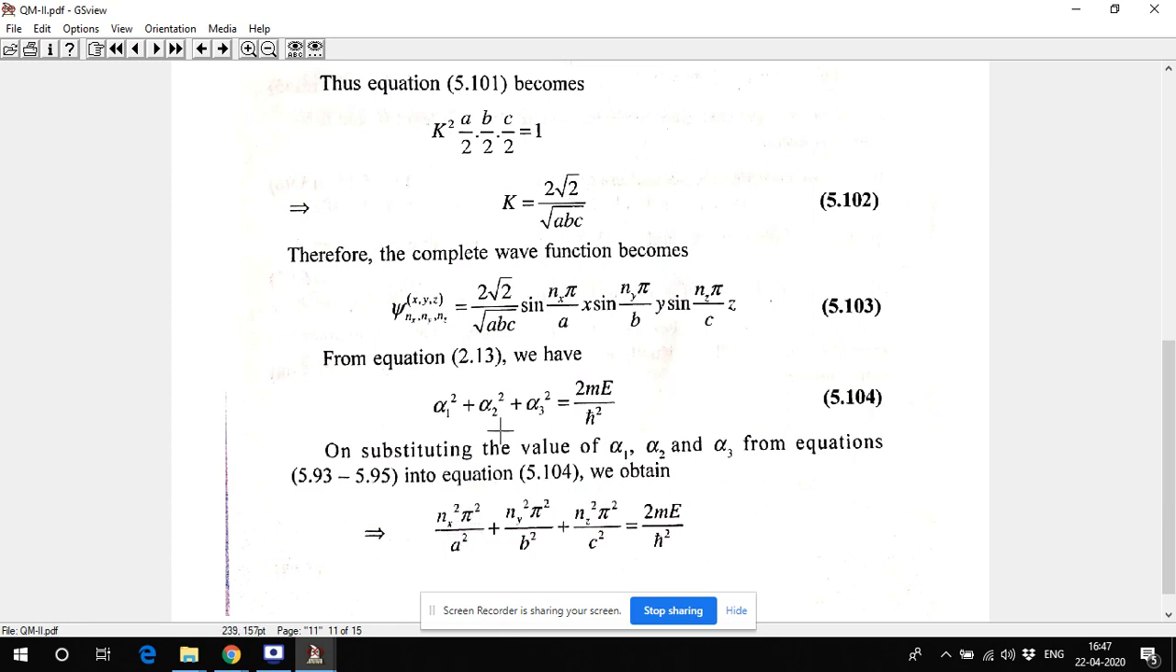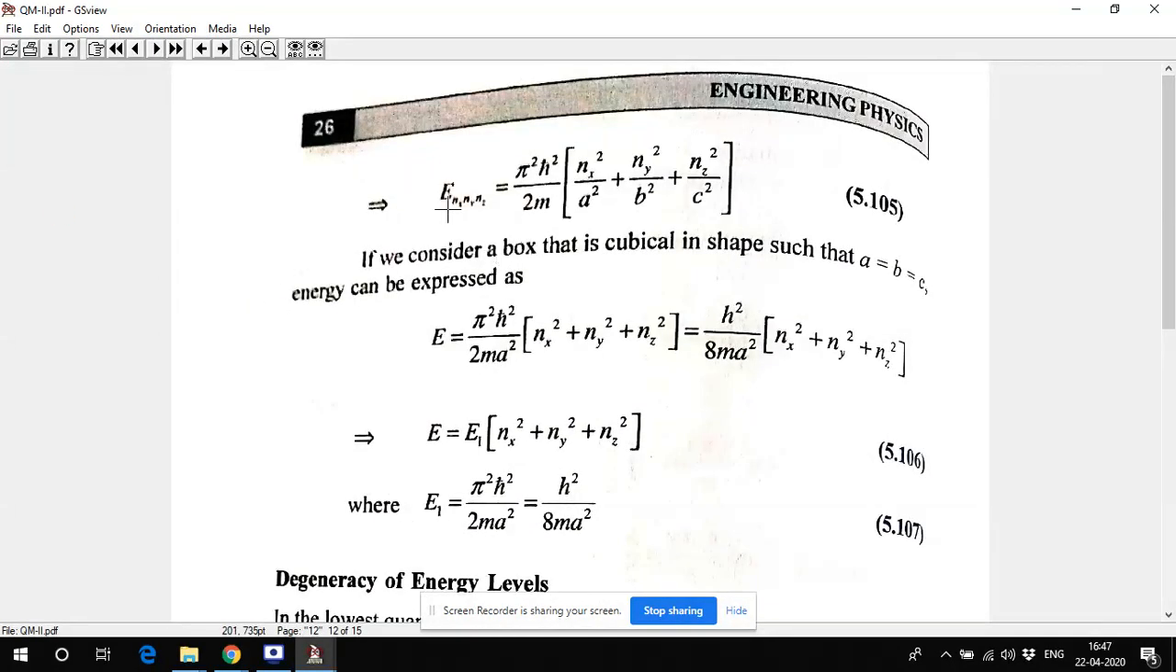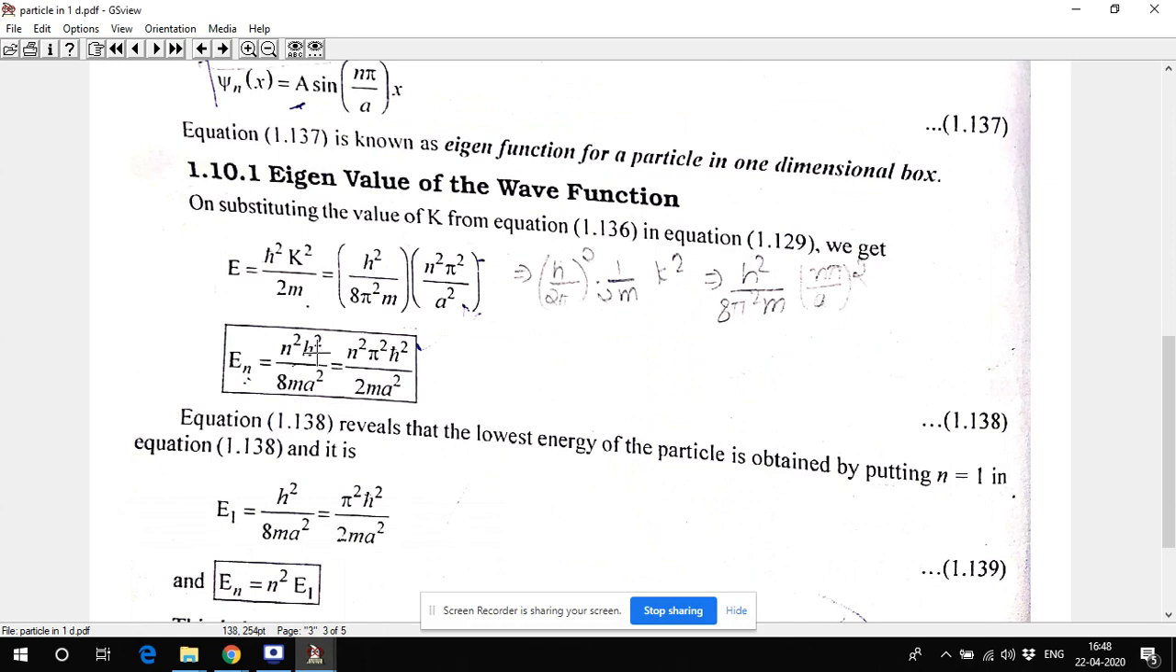So this nx pi by a, ny pi by b, and nz pi by c, this is equal to 2mE upon h cross square. So hence, to calculate E, we can just rearrange the terms, and this E formula becomes pi square h cross square by 2m, including nx square by a square. That term was there only. If you remember, E was n square pi square h cross square by 2m a square.